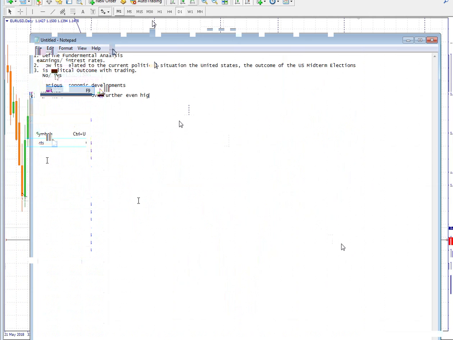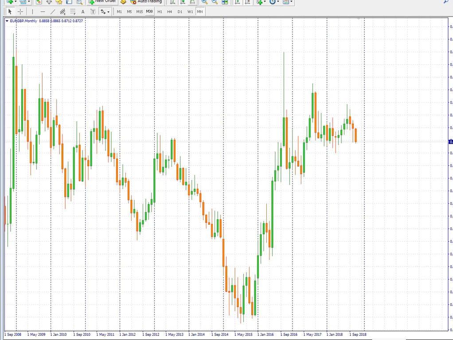Should be there. Euro GBP. Delete this. GBP USD, actually, not Euro GBP. GBP USD. So we want to see how this has affected everything in the market at the moment. We want to see how this news has actually played some role here.